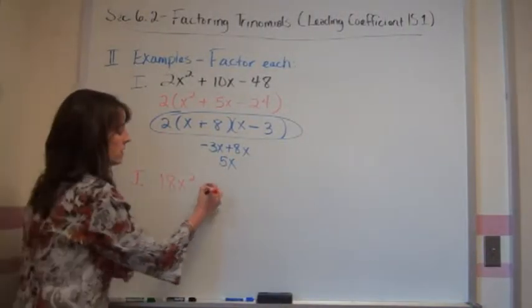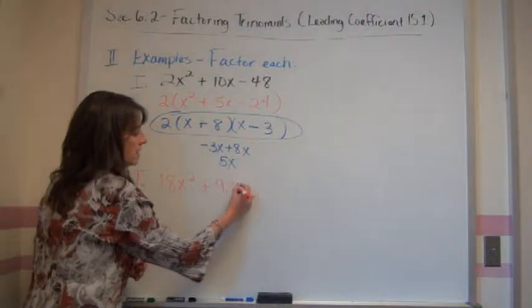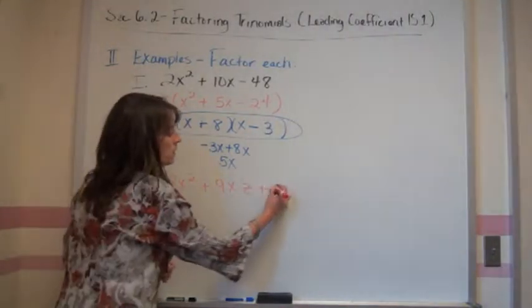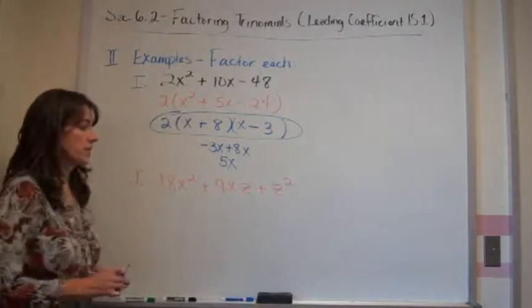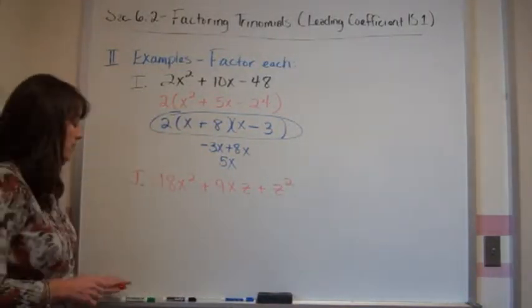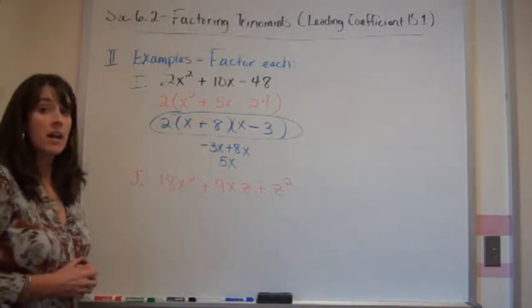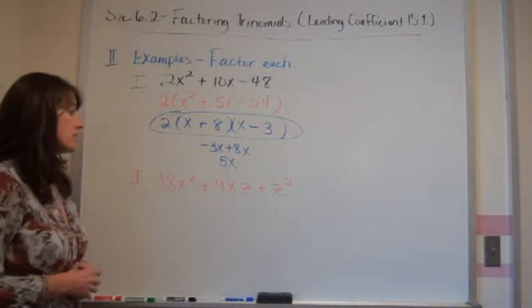(18x squared plus 9xz). Whoa, threw an extra variable in there. Plus a z squared. Having the extra variable in there, will that change things up? Not at all. The process is completely the same.